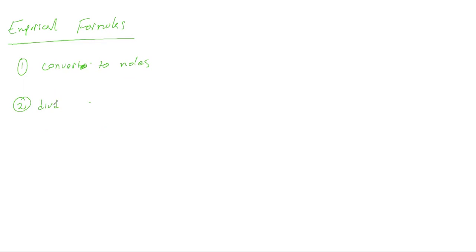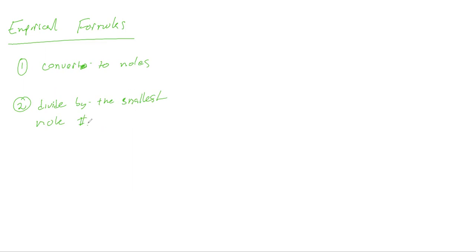So we have empirical formulas. Anytime we need to find the empirical formula, there are two major steps. First step is that we need to convert to moles. Step two is we want to divide by the smallest mole number.